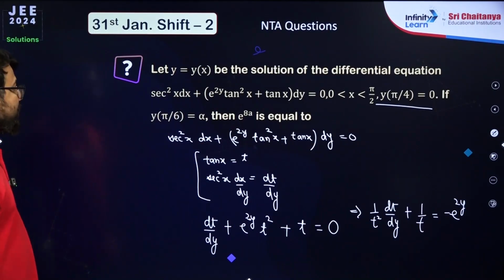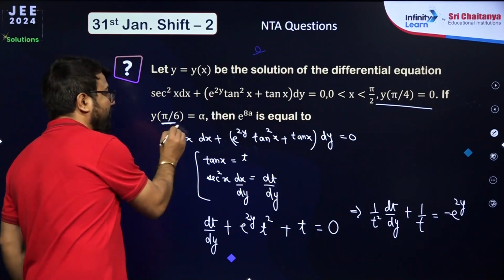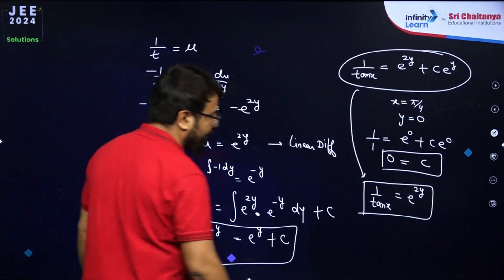Now what have they asked? They have asked us to put the value of pi by 6. Pi by 6 means 30 degrees.